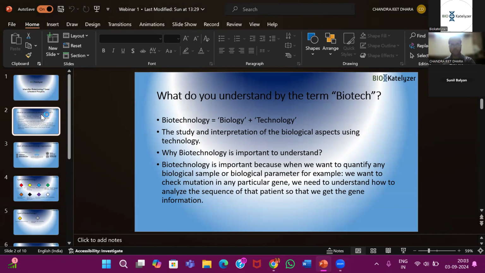Biotechnology, if I break this term, can be broken into two parts, that is biology plus technology. That is, the study and interpretation of the biological aspects, every biological aspect.